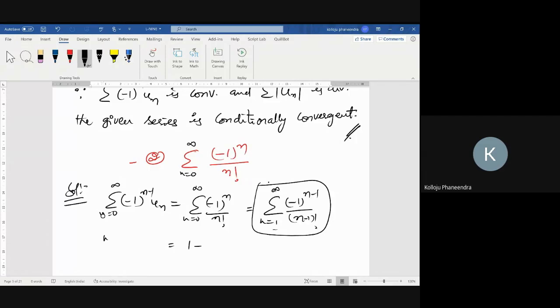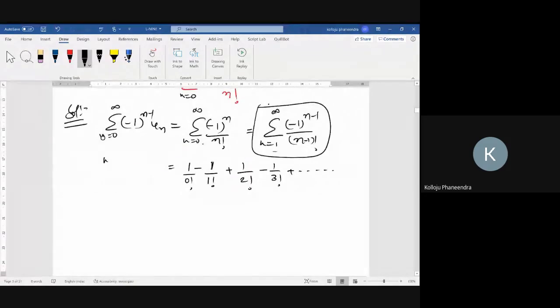This term is 1, n equal to 1. This is also minus 1 by 1 factorial. 0 factorial means 1. Next one, n equal to 2 means plus 1 by 2 factorial. Next one, minus 1 by 3 factorial, and so on. This is the alternate series.